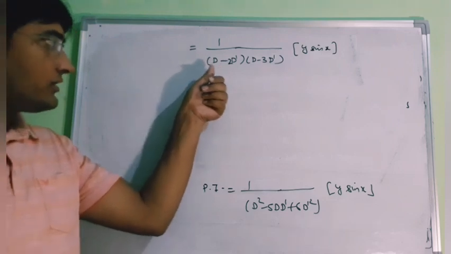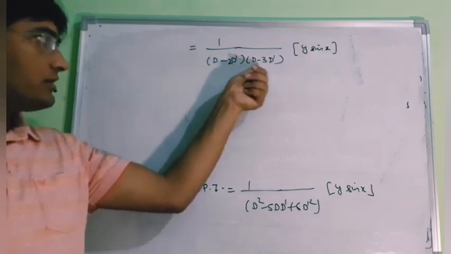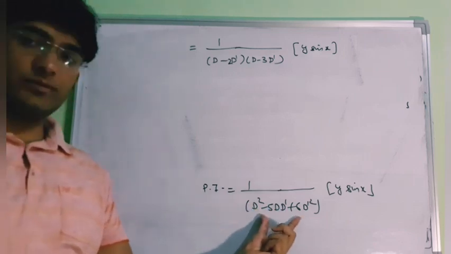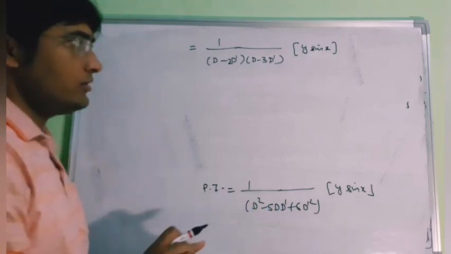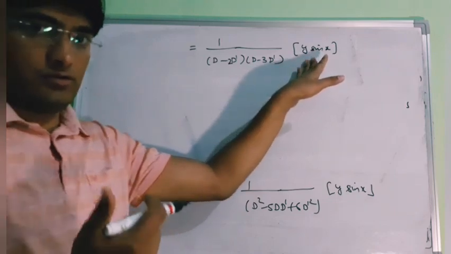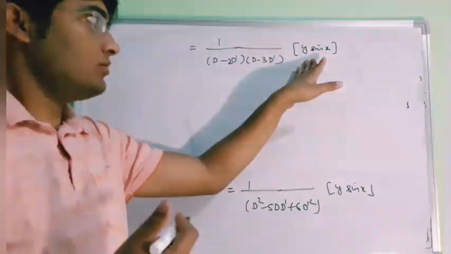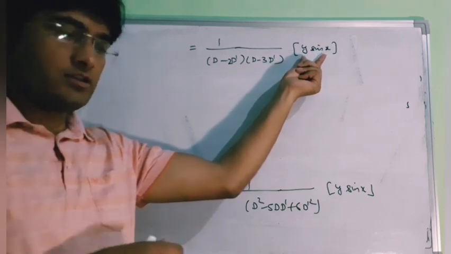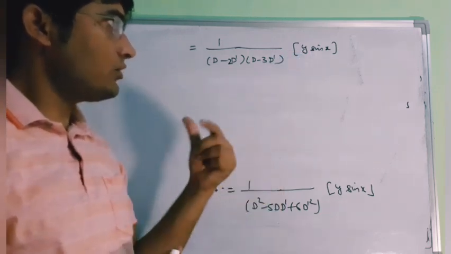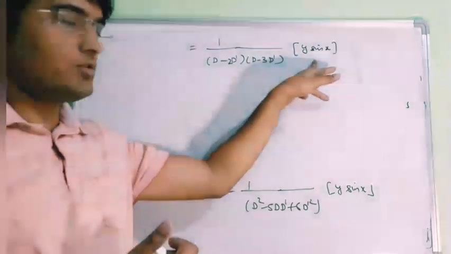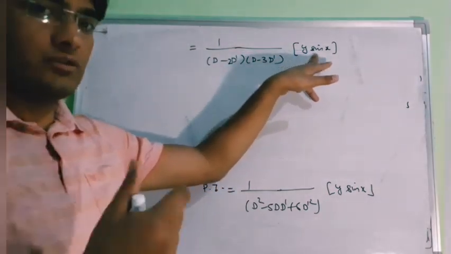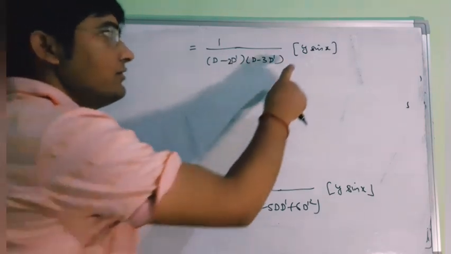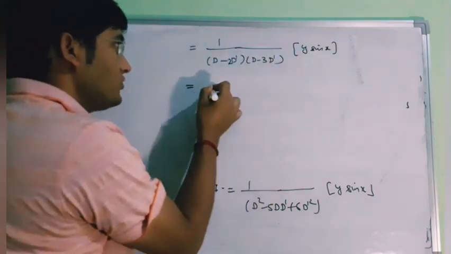So we have two factors. One is D minus 2D dash and another one is D minus 3D dash, and their product will be this one. Now we cannot use the function of ax plus by formula, because for that this has to be in the form of ax plus by. We cannot also use the x into y formula, because sin x is not in the algebraic form. So let us apply the general rule.